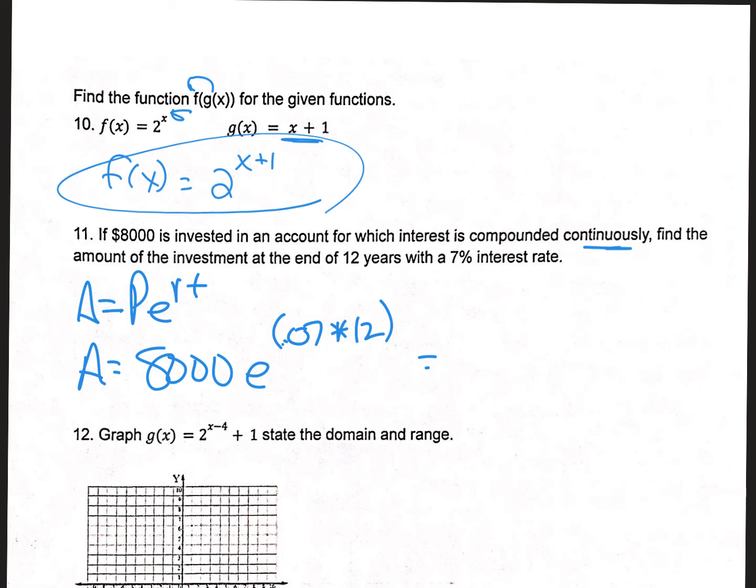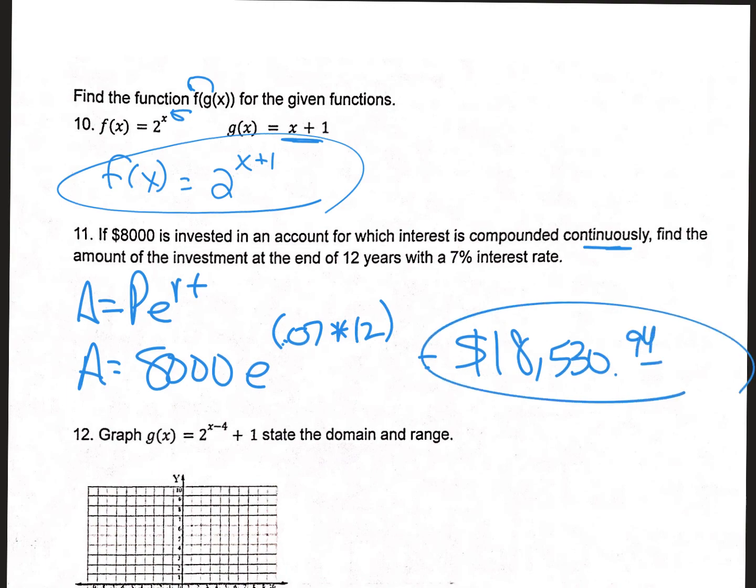I'm just going to punch that straight in. Going 8,000, e to the 0.07 times 12. Sorry about that. I'm having to use my computer's calculator since I didn't bring my TI-84 Plus home. And again, this is exactly what you should get. 18,530 and 94 cents. So double check me there. Double check yourself. Make sure you get that.